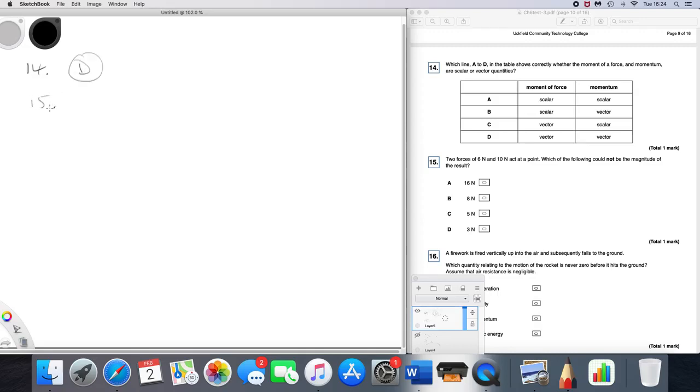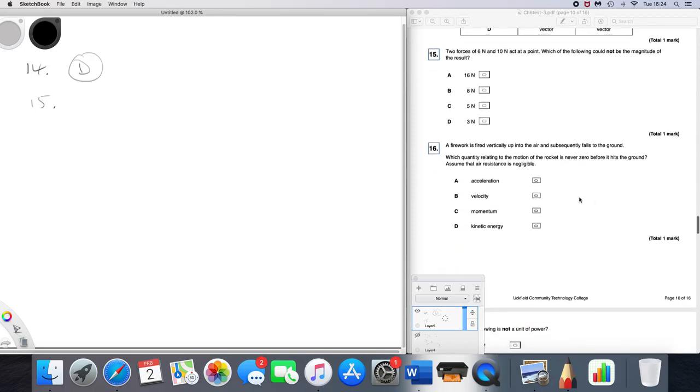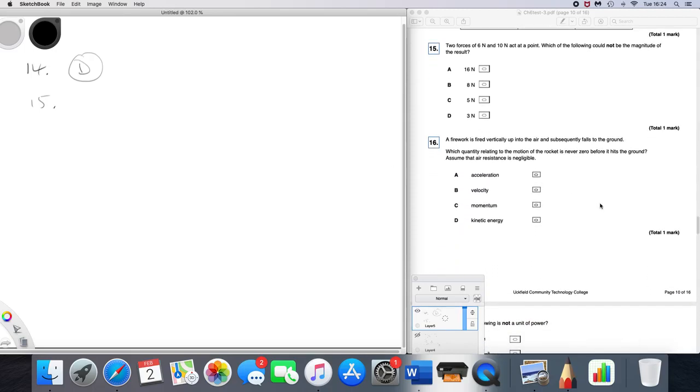Question 15. Two forces, 6 and 10 newtons, act at a point. Which of the following could not be the magnitude of the result? So, I'd be thinking, what are my extreme values? Well, the 6 and the 10 could be acting in the same direction, along the same line. That's as big as it gets, 16. So definitely 16 is a possibility.